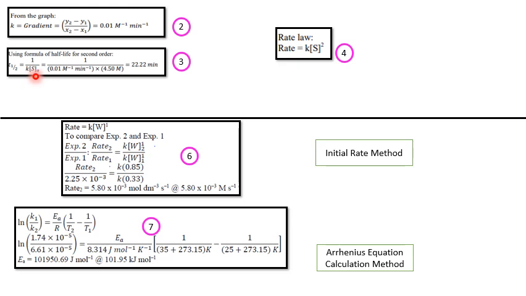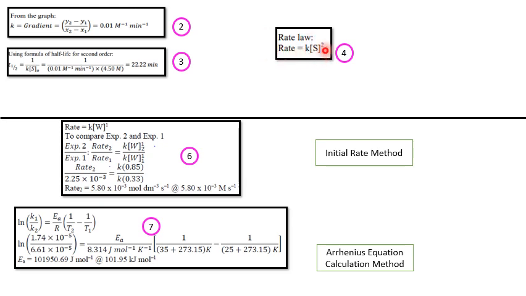So you notice, right? Here is the initial concentration. That's why I explained just now: at the initial, at 0 minutes, the initial concentration is 4.5 molar. Then you get the half-life for the second order, which is 22.22 minutes. Okay, so the next question asks you to write down the rate law. So when the question asks you to write down the rate law, you must write down rate equal to rate constant.